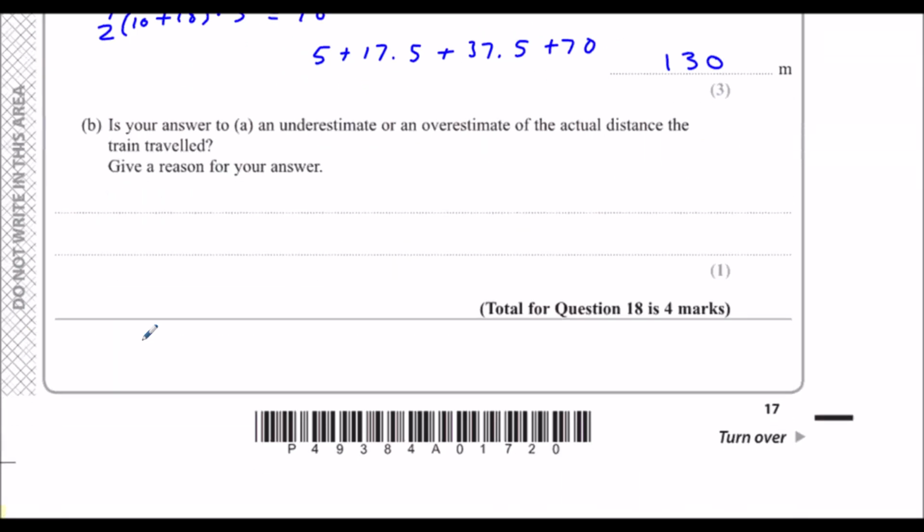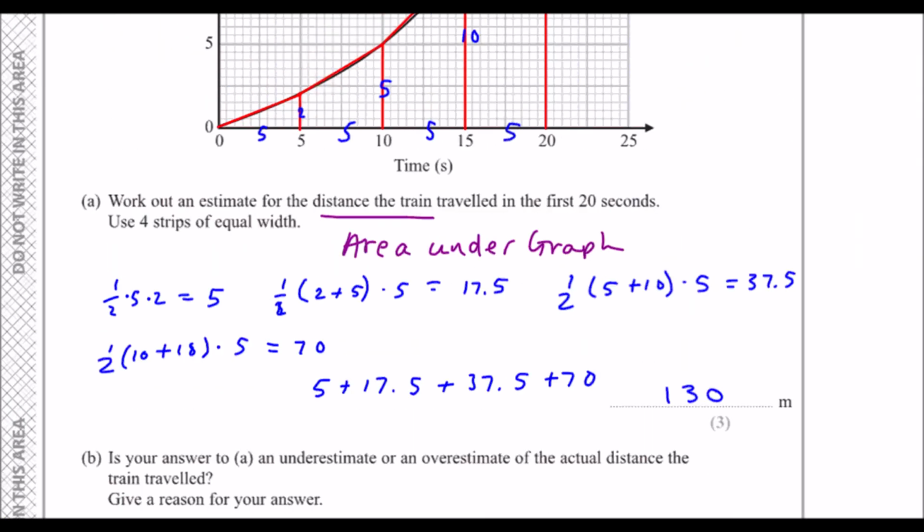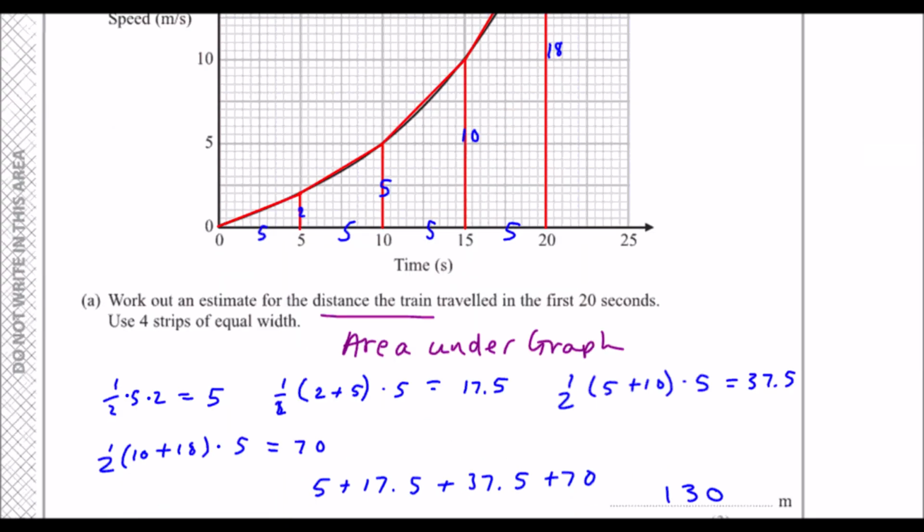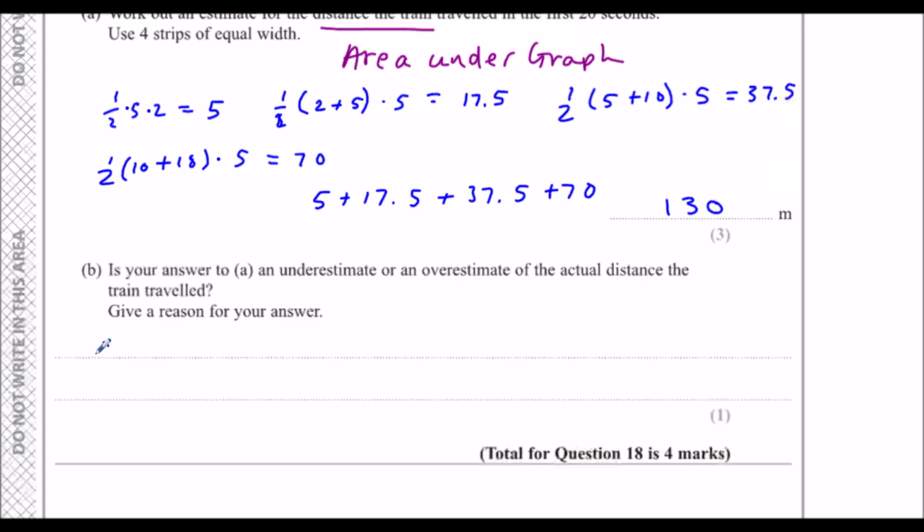Part B. Is your answer to A an underestimate or an overestimate of the actual distance? So if you look at the triangle and the trapeziums we've drawn, they go over the actual curve. So the area I've worked out is bigger. So it's an overestimate because the trapeziums go over the curve. The actual area under the curve is less.